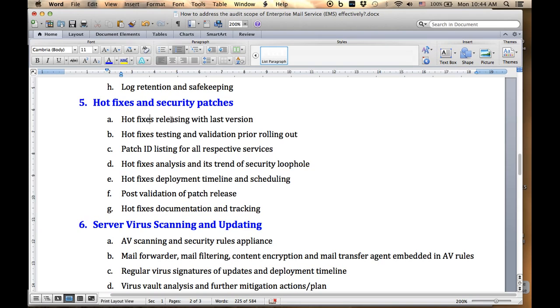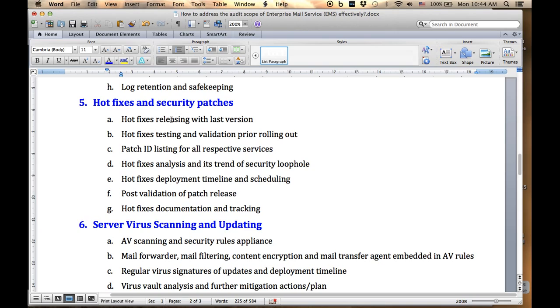So the next is hotfix testing and validation before they roll out the deployment into the production system. So the next is a patch ID listing for all privileged services. So you need to obtain where the patch ID comes from, what the certain ID is, and what the validation of the ID is that can be applied to the particular or respective service.